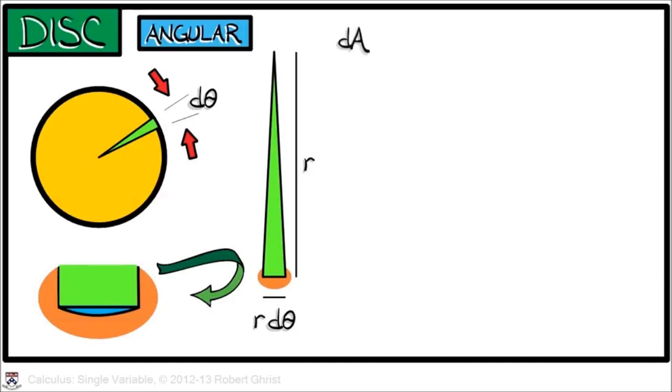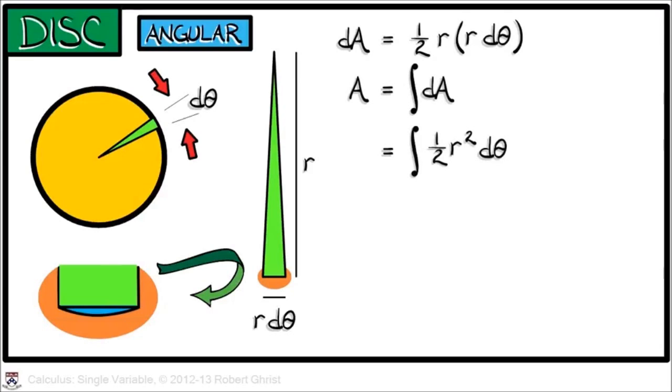That in mind, the area element is what? It is 1/2 the base times the height, that is r, times r d theta. The area, being the integral of the area element, is the integral of 1/2 r squared d theta, as theta sweeps all the way around from 0 to 2 pi.